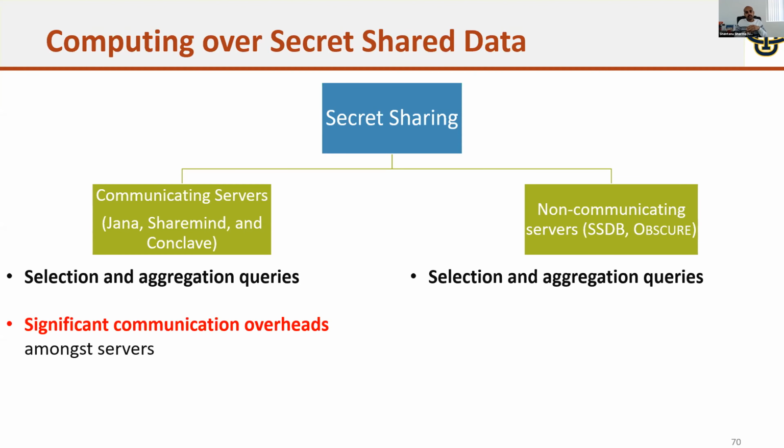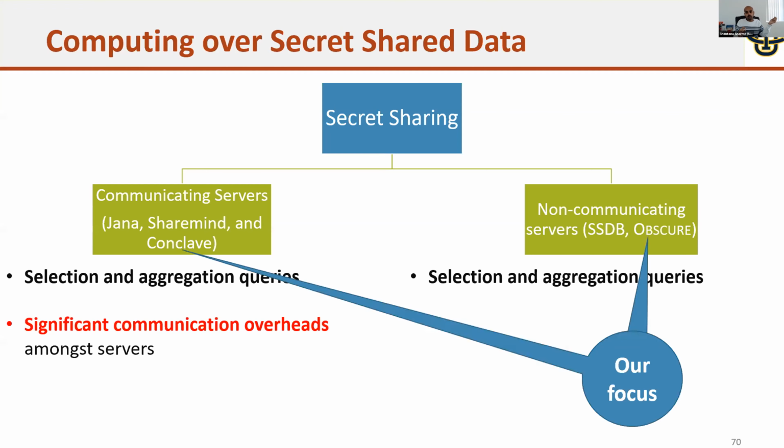You can classify secret sharing techniques into two categories. One is where servers communicate with each other, in which we have systems like Jana, ShareMind, and Conclave. The other category is non-communicating servers, where servers compute your task but never communicate with each other during the computation, before or after the computation. Whenever servers communicate, as in the first category, they create significant overhead.